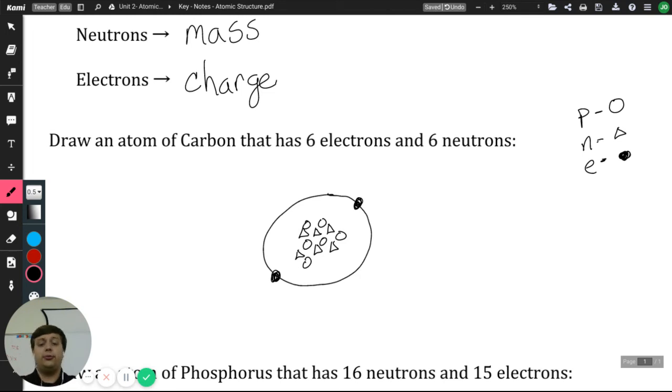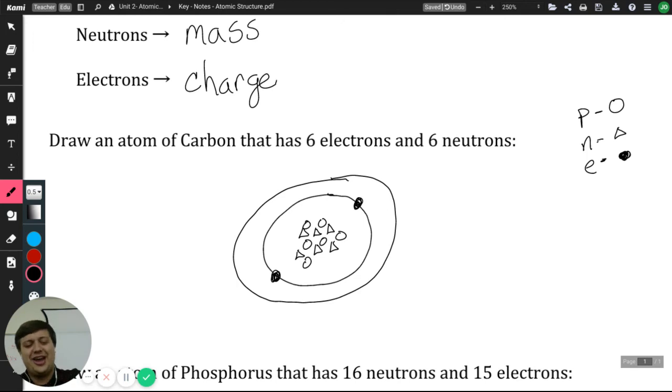So what do I need to do? Well, I need to add another energy level. How many do I draw? Well, I've already added 2. I need to add 6, so I need to add 4 more. 1, 2, 3, and 4. And where you put them doesn't really matter. So now I've got all my electrons, I've got all my neutrons, and I've got all my protons. So this would be our atomic drawing of carbon.